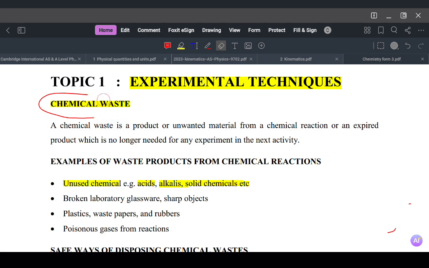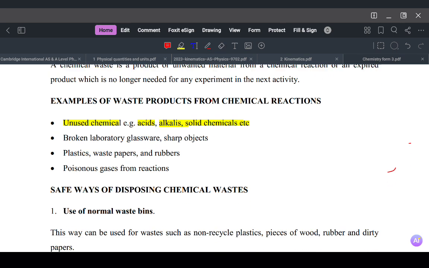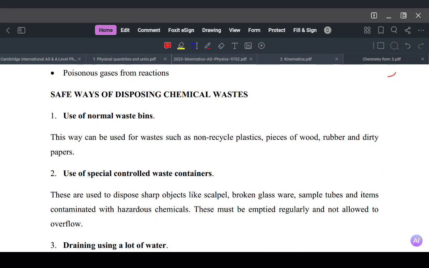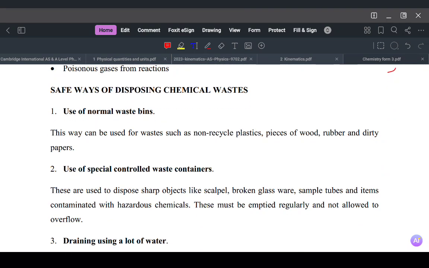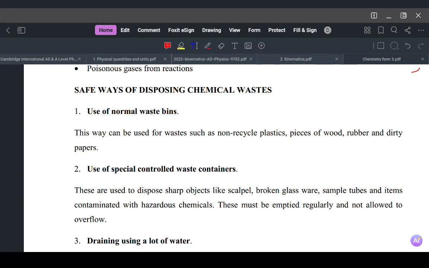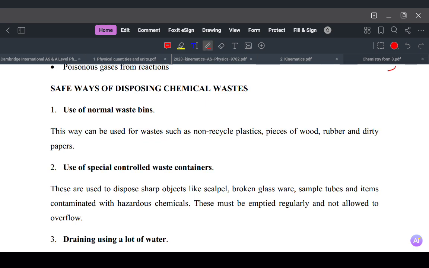So a question in an exam can come, say, to ask you to define a chemical waste and to give any two examples. Now, wastes, once accumulated in your lab or in your environment, will create a situation which is not conducive to living. Therefore, there is need to dispose such waste. All right, so dispose simply means to find a way of getting rid of.